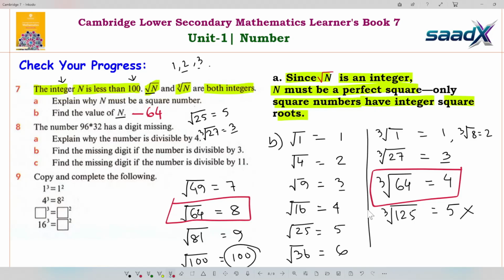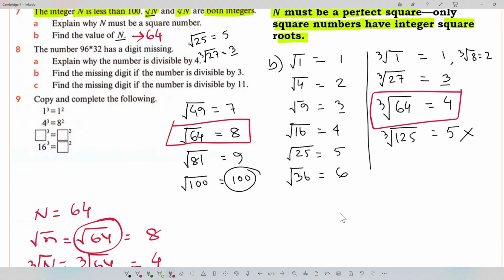Okay, so it's not so complex, but you have to understand smoothly. That's why I am trying to describe this one. It's a very simple answer. So this is only n equals 64. So number 7A and B done.